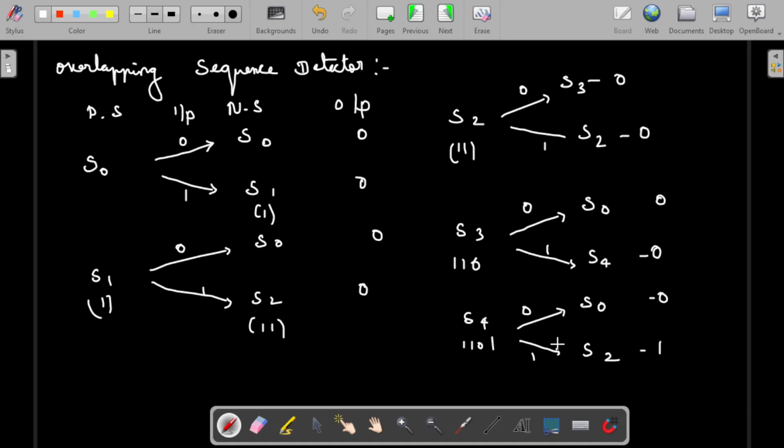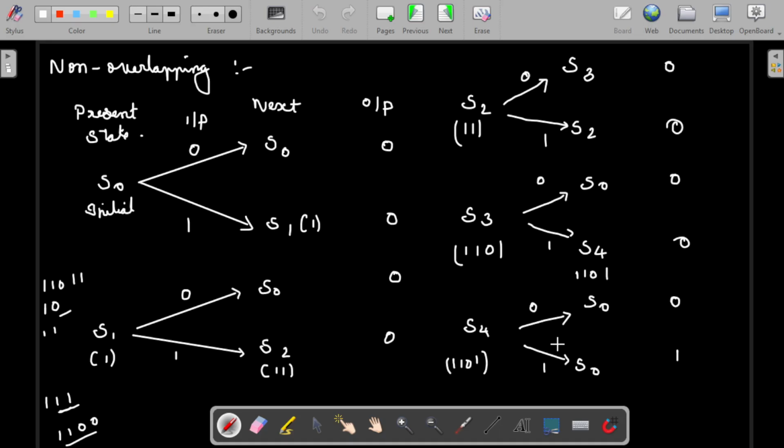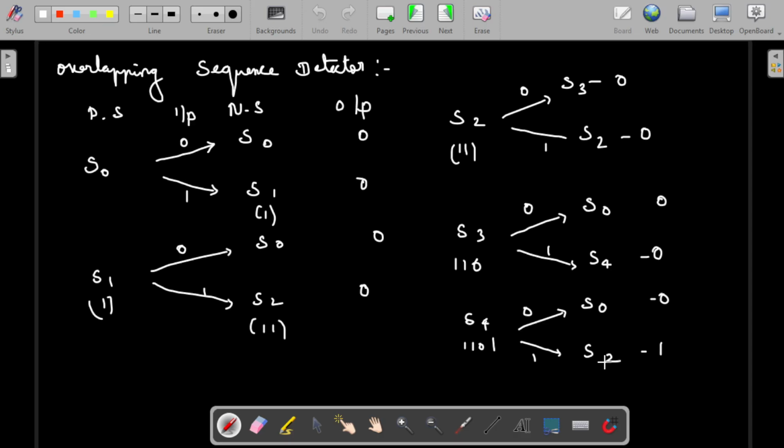Previously, we saw that it will go to S0 because the sequence is completed. But here, if you see, there is some overlapping. Once this is done, it will not go to S0. It won't start from here, it will start from here. So this will be after 1 1, it will be in S2. So this is 1 1. This is the only difference that we'll have here. Okay, so the rest of all the things are the same.